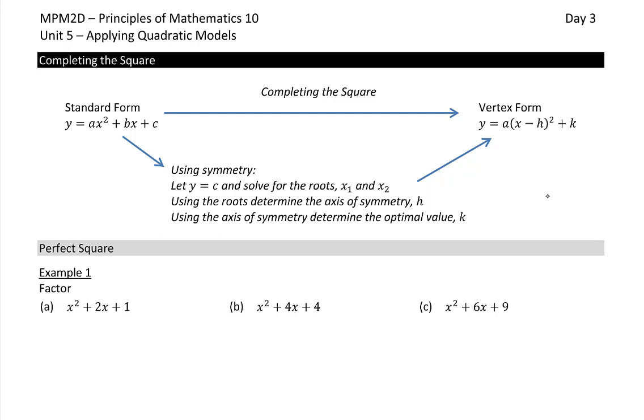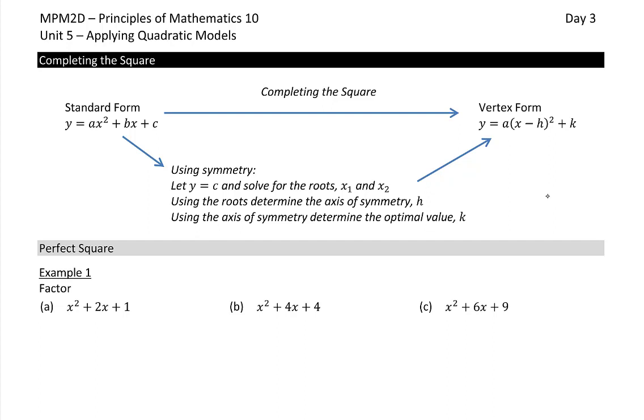To go from standard to vertex form, at the moment, we need the vertex of the parabola. Previously, we found the vertex by rewriting the relation in factored form, solving for the zeros, then the axis of symmetry, and finally the optimal value. However, we discovered that this method does not always work. So we recently discussed how to use symmetry or partial factoring.